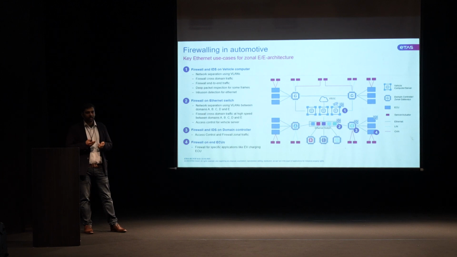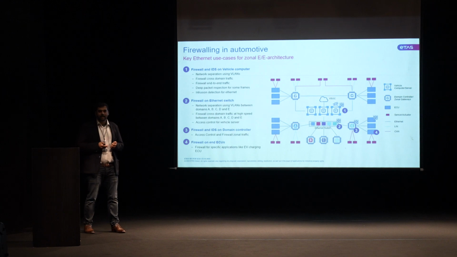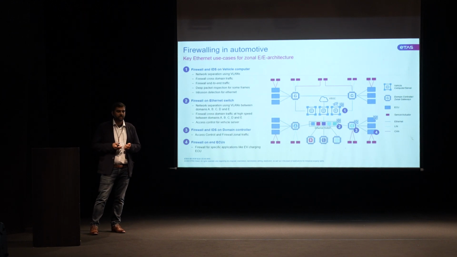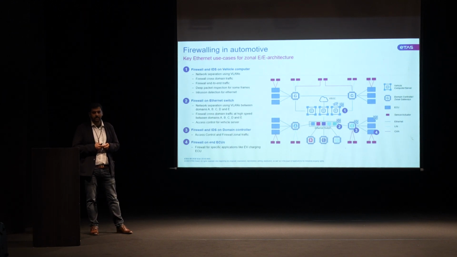Then there are also requirements for firewall and IDS on domain controllers, but the end ECUs can also serve specific use cases of firewall. So let's say, for example, if you talk about an EV charging ECU, it's a pretty small ECU doing Ethernet communication for transactions. The communication for charging happens over Ethernet, and there you have a use case of firewall. So we see that the use cases are at multiple different levels, and yes, a one-stop solution is not going to work here.